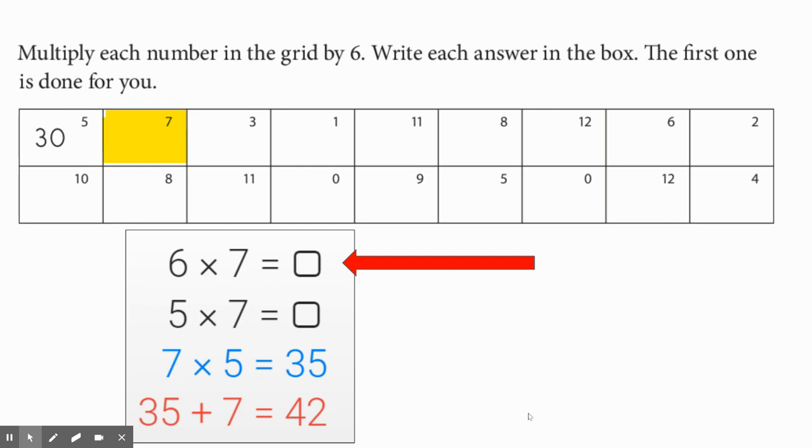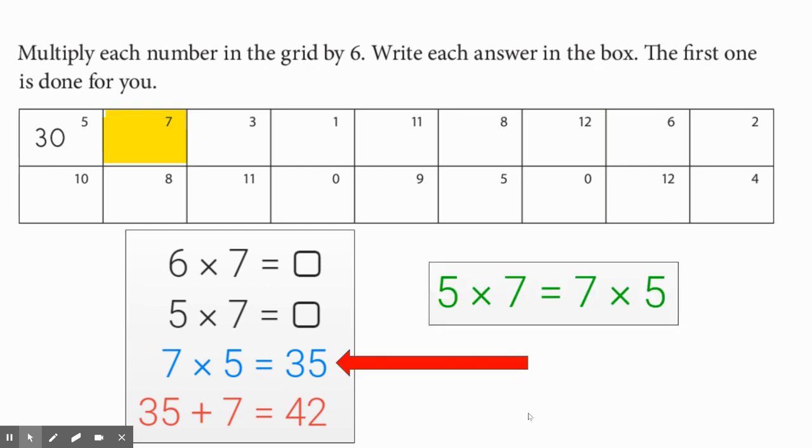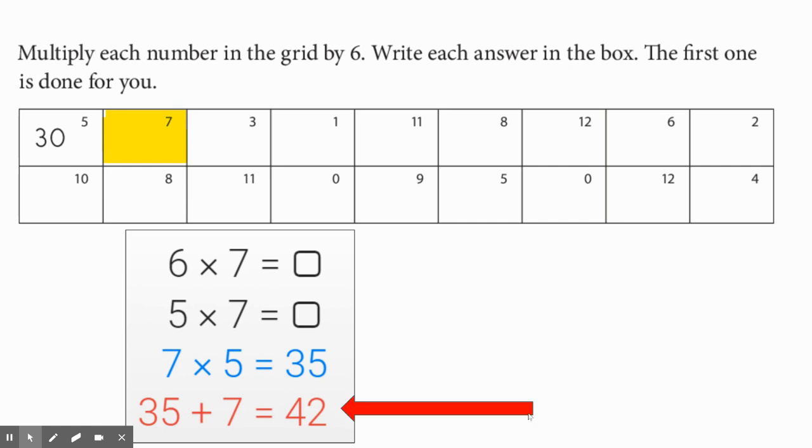But let's talk about 6 times 7. So if I'm thinking about 6 times 7, I am going to think about that as a 5 times 7 fact. And again, I know my times 5. I can think of it as 5 times 7, 5 groups of 7, or I can think of it as 7 groups of 5. And I get an answer of 35. Then I add that extra set of 7, and my answer is 42. So that tells me that 6 times 7 is 42.